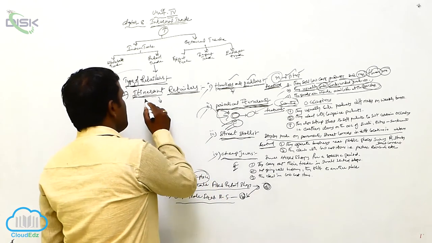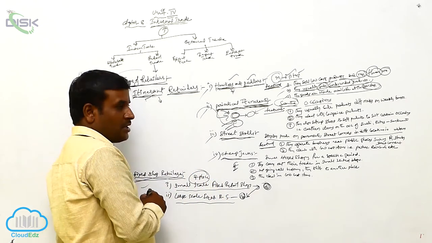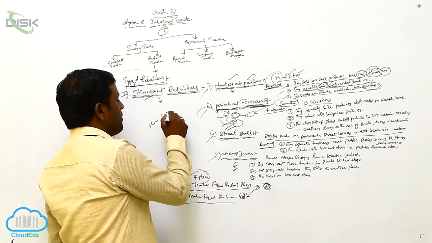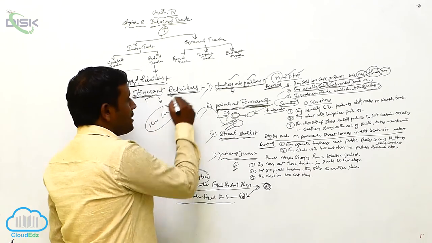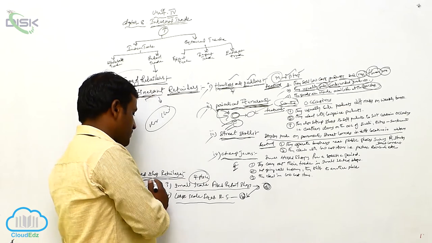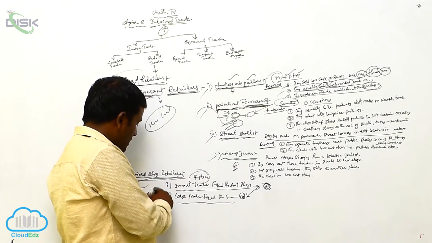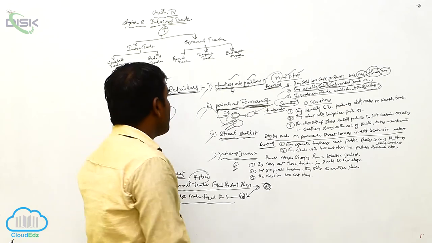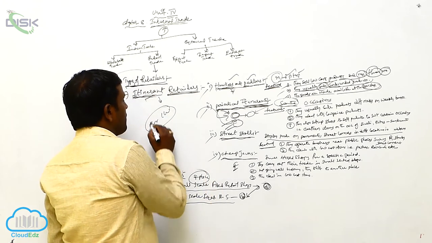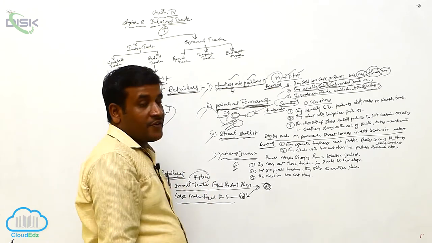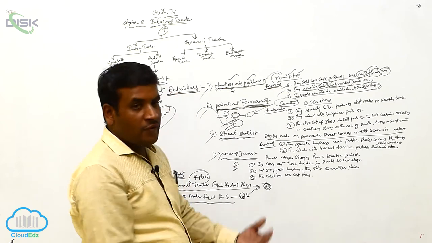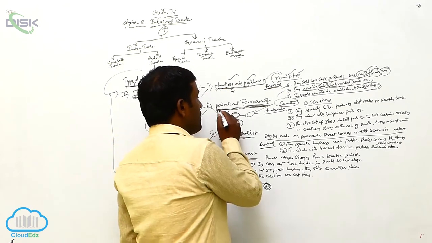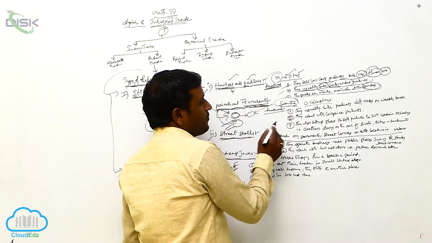Itinerant retailers, compared to fixed shop retailers, do business with a smaller investment. The fixed shop retailers invest more money, but the itinerant retailers invest less money, because they don't have a fixed place and move from one place to another. So what are the features of periodical itinerants?